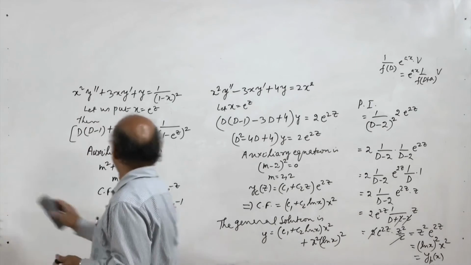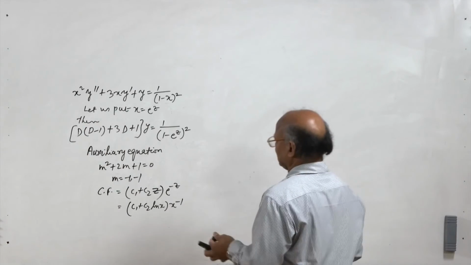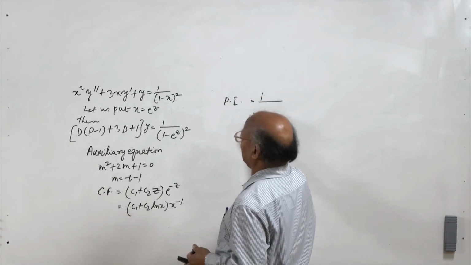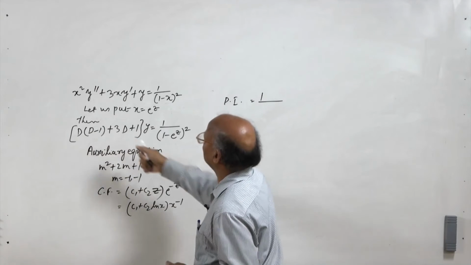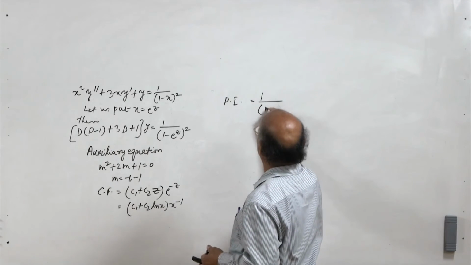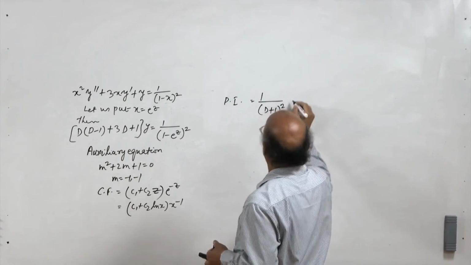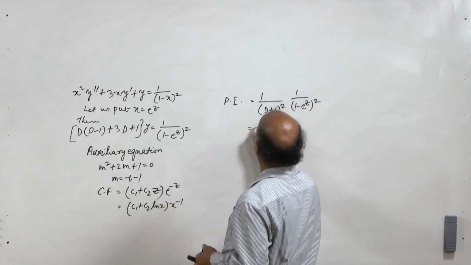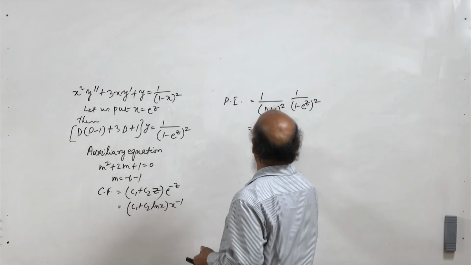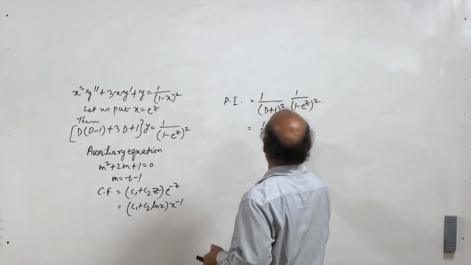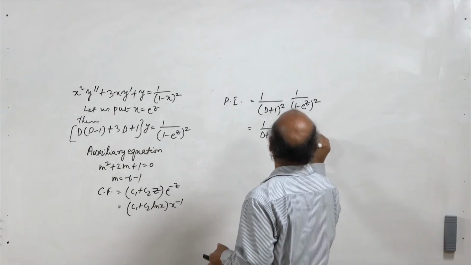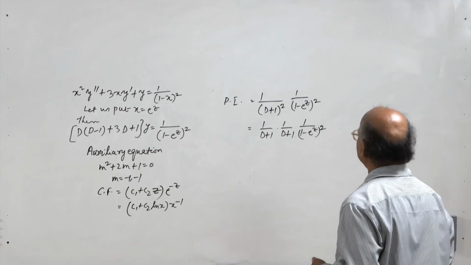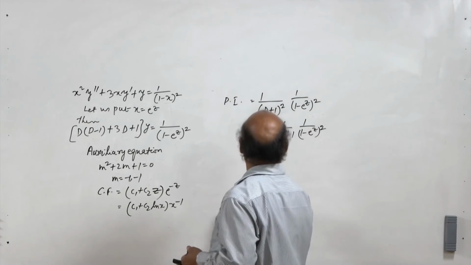And for the particular integral, the particular integral is equal to 1 over d² + 2d + 1, so (d + 1) whole square, operating on 1 over (1 − e^z) whole square. Now this is 1 over (d + 1) into 1 over (d + 1) operating on 1 over (1 − e^z) whole square. So let us first find the effect of 1 over (d + 1) operating on 1 over (1 − e^z) whole square.